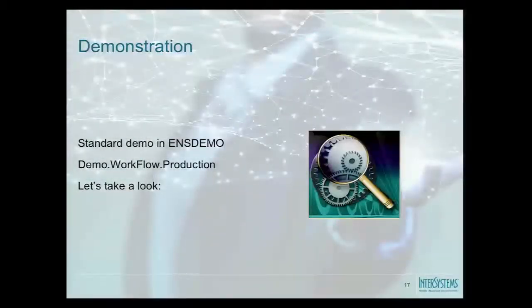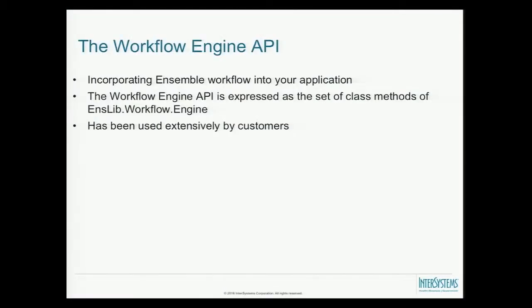So let's talk about the next aspect over here, which is how do we go about incorporating this within your application? So say you have your own application and you want to be able to use the workflow engine within Ensemble. You can do that by virtue of the fact there's a very rich set of APIs, the main class of which is enslib.workflow.engine. This has been used extensively by many customers in the last few years.